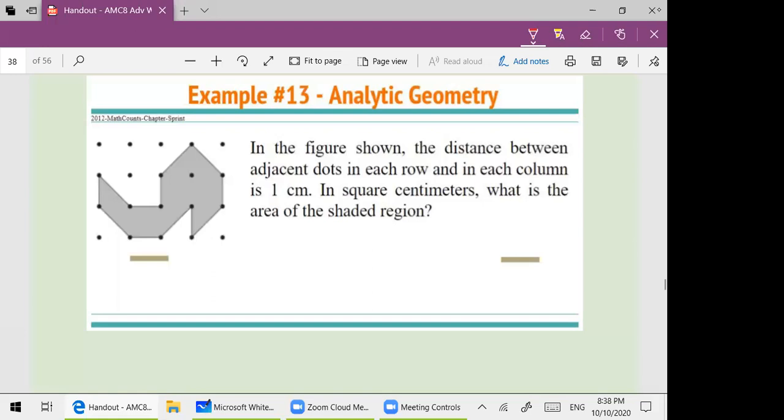Okay, so the area of the shaded region. You can split it like this. There's a total of 3 squares, and there's a total of 6 of these small triangles, and 2 of these small triangles have the same area as 1 square. So it's 3 plus 6 times 1/2, which is just 6.